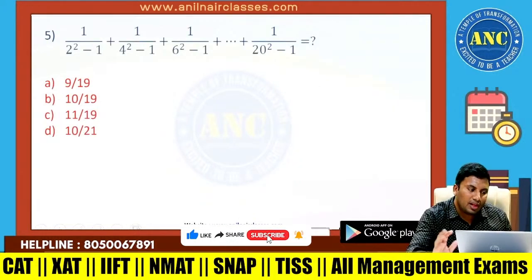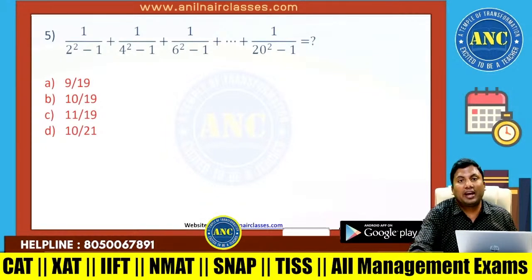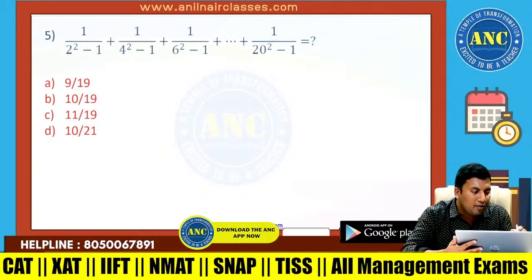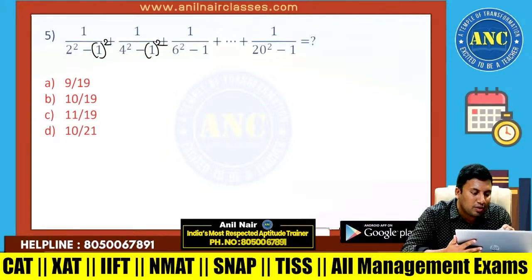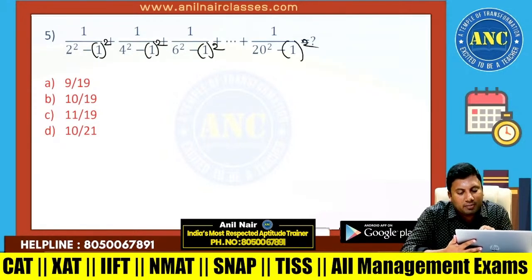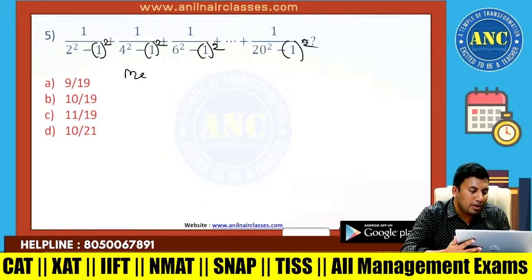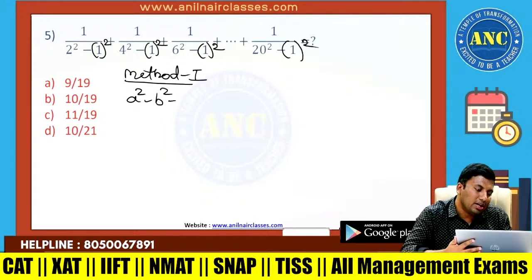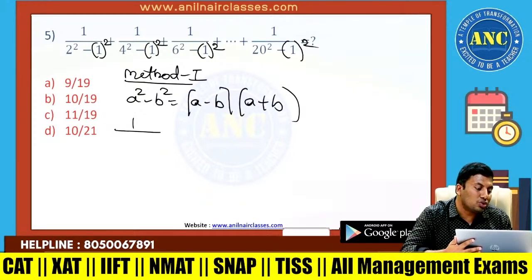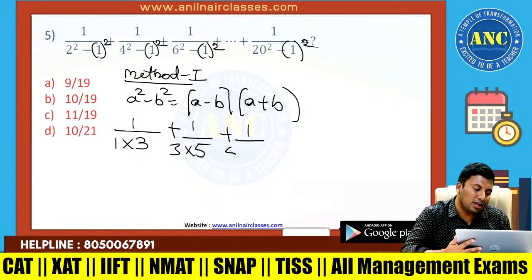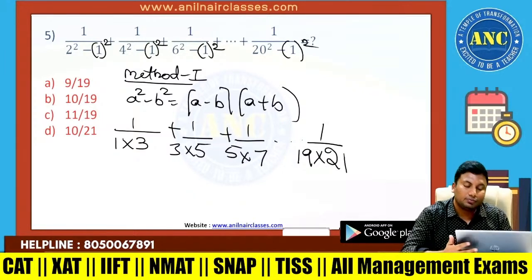Fifth one. See here, 1 by 2 square minus 1, 4 square minus 1. Those of you who are preparing for the CAT exam, this is an original CAT question, right? 1 can be written as 1 square. Method 1, a square minus b square logic. A square minus b square is (a minus b) into (a plus b). So if I use this logic, 1 by (2 minus 1)(2 plus 1), (4 minus 1)(4 plus 1), (6 minus 1)(6 plus 1), (20 minus 1)(20 plus 1).